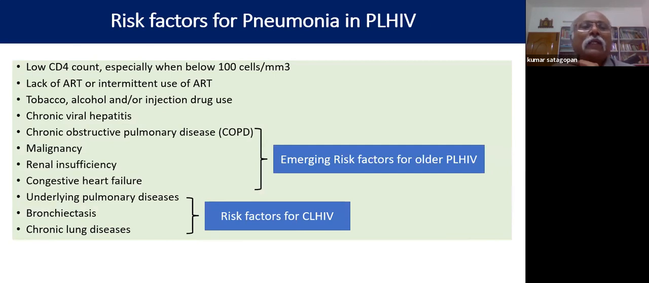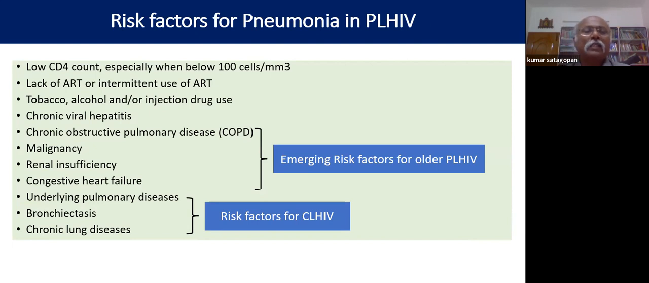So what are the risk factors? Low CD4 count, lack of ART or intermittent, irregular use, tobacco, alcohol, injection IV drug use, chronic viral hepatitis, COPD, already decompensated lung, malignancy, renal insufficiency, congestive heart failure, underlying pulmonary disease like bronchiectasis and chronic lung diseases. Underlying structural lung disease is a risk factor in children as well as adults.